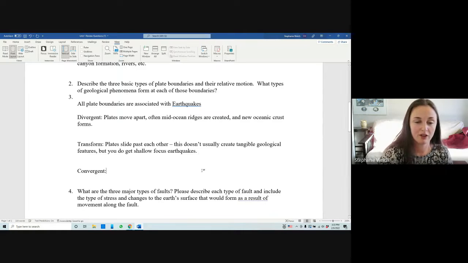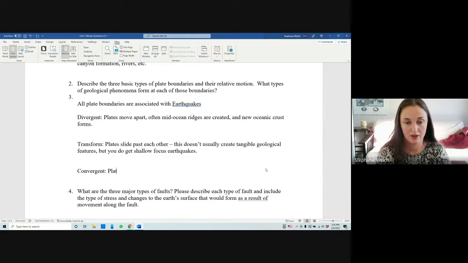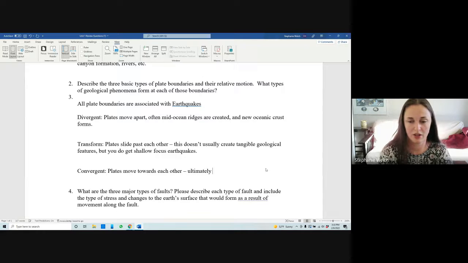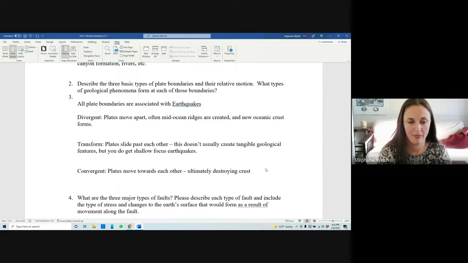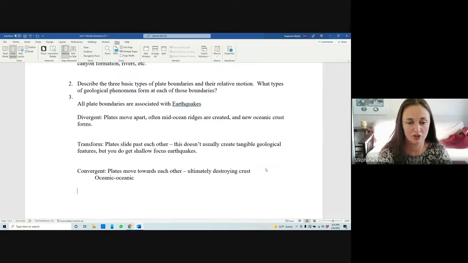Okay, finally, at convergent plate boundaries, plates move towards each other, often ultimately destroying crust. Now, in convergent plate boundaries, you have three subtypes. You have oceanic convergence, oceanic continental convergence, and then continental convergence.